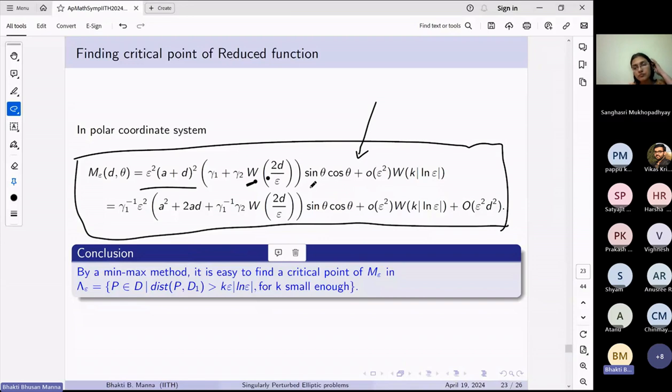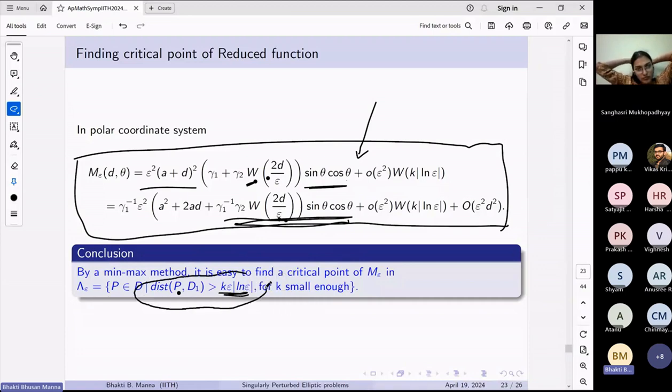decouple them into the radial and the corresponding rotational part, which will give us this kind of expression. And looking at this kind of expression, if we use some kind of min-max argument, we can get the solution, provided our distance from this P to D is greater than K epsilon ln epsilon. As I said, this will give us the idea of what should be the domain. In fact, this gave the idea that this should be the domain. Only then can we solve this problem in this lambda epsilon.